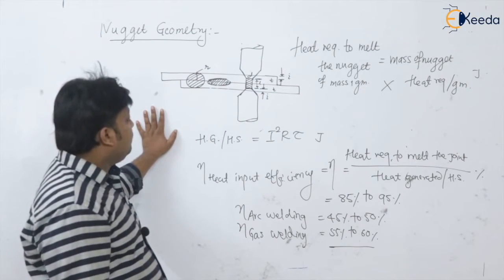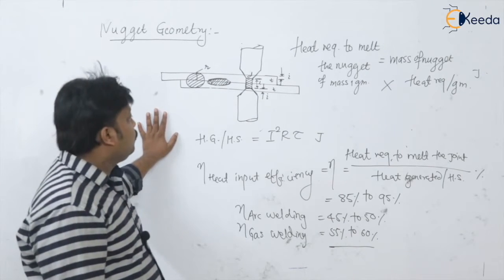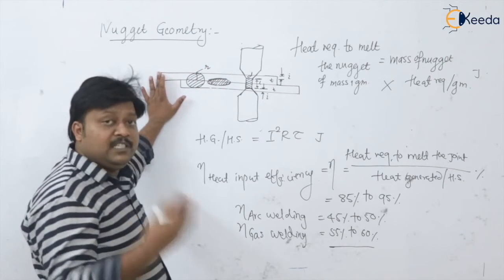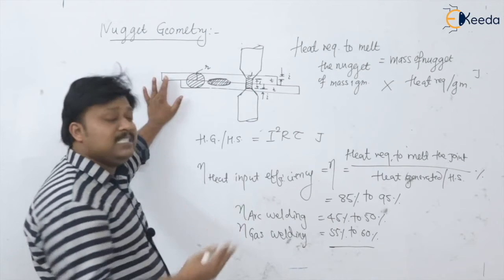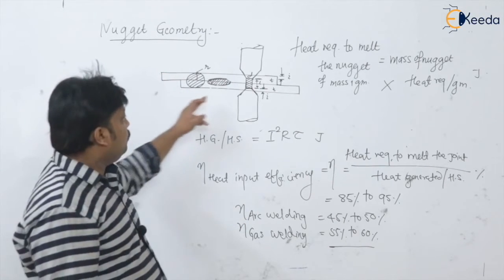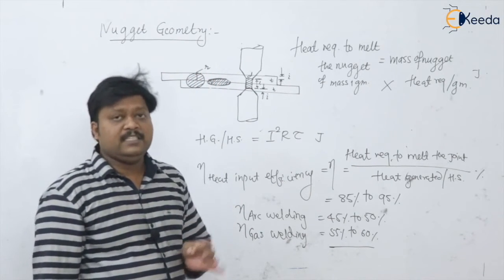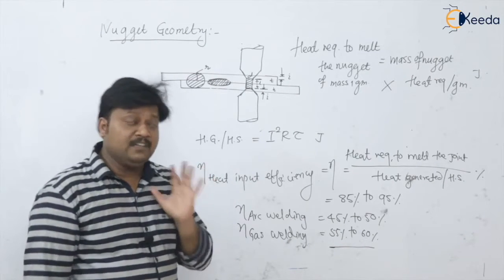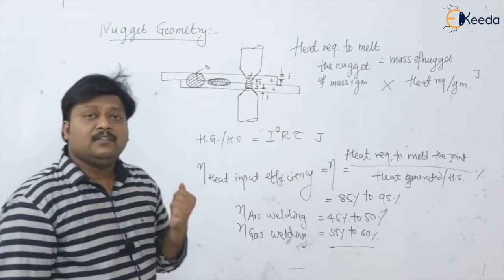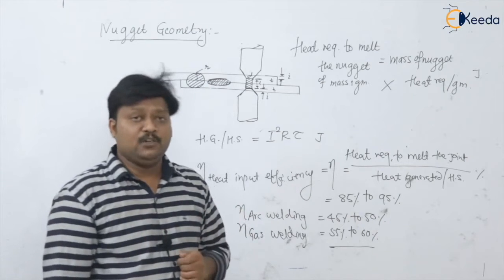But whenever we have dissimilar plate thicknesses, this axis is going to shift to the maximum heat generated area. So the strength of the joint is very high or good enough when the major axis of this elliptical nugget coincides with the axis of the joint.